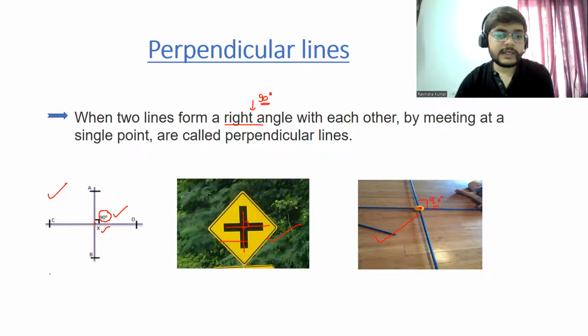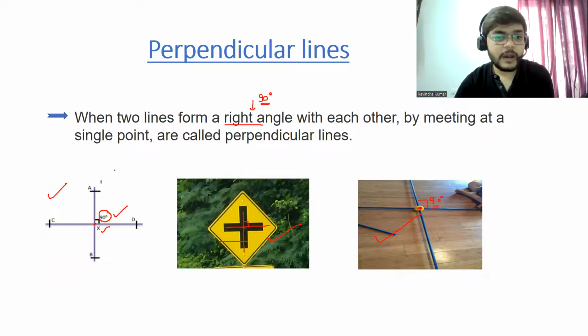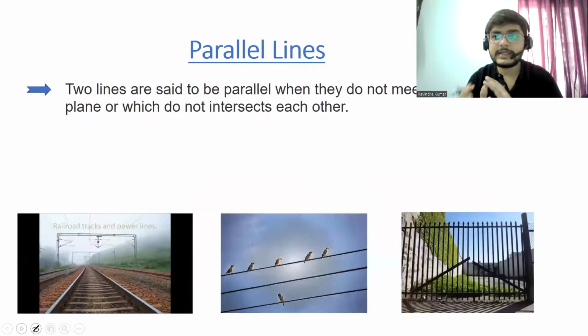Now the second thing is this: if we have to represent it, how can we represent it? Let's say we have to write AB perpendicular to CD, so we write AB perpendicular to CD. This is the sign of perpendicular, right? This is the sign of perpendicular. Now if we have to write XY perpendicular to MN, so XY perpendicular MN, this is the right way to draw perpendicular lines, right?